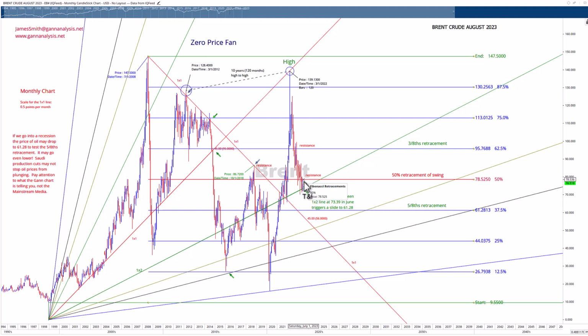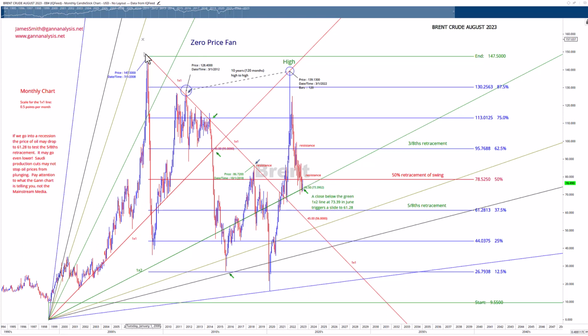If it tells you, okay, if you close above 78.52, hey, this is stronger than I thought it was. I thought it was going to go here and sell off. So you always check your view based on what the market's doing on the Gann chart.